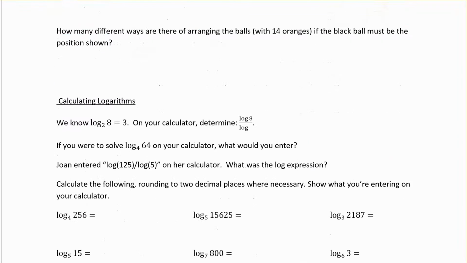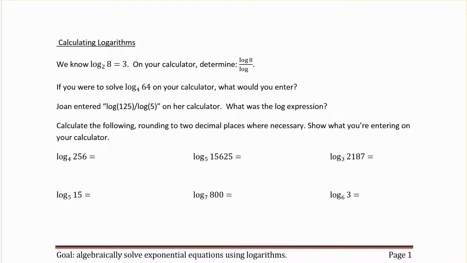Okay, going on down. So I have a section here called calculating logarithms. Really, the only reason I have that is because the old TI-83 or TI-84 calculators, if you wanted to solve something that looked like this, log base 2 of 8 is equal to 3, the way you'd have to put that in your calculator would be this. You'd have to go log 8 divided by log 2. Yeah, so that's the way you'd have to put in your calculator.